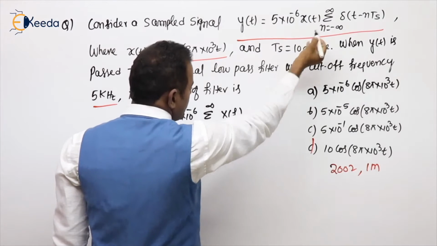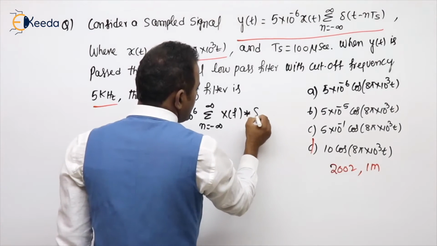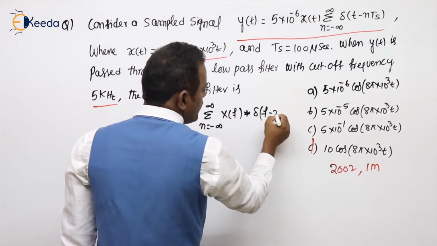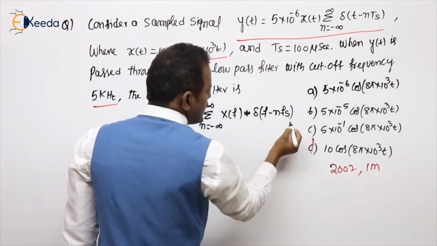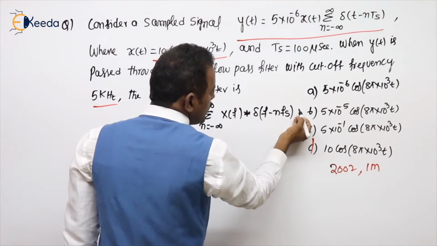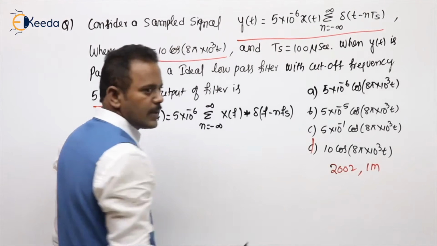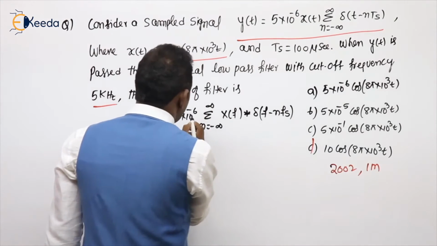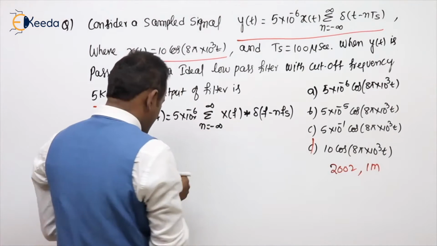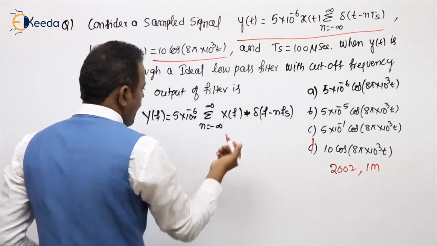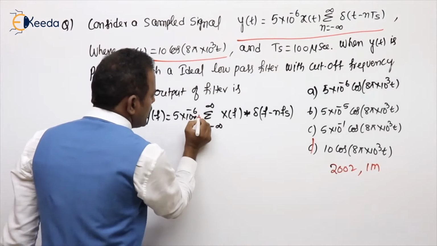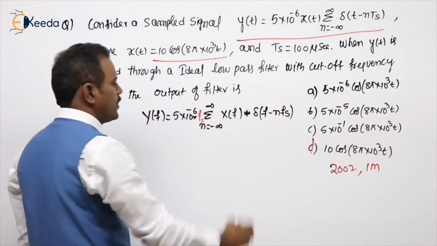Multiplication will become convolution. The Fourier transform of delta of t is also the same, but f minus nFs, into Fs. That constant I can write here, sorry, 1 by Ts, which is Fs. Into Fs only you need to write.